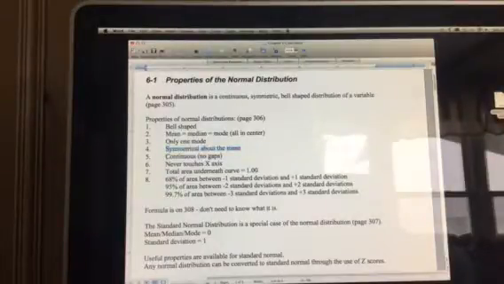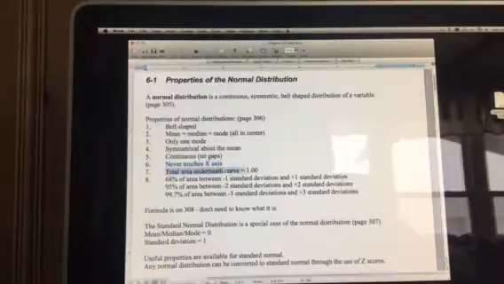Now, number 5. The graph is continuous. There are no gaps. We can calculate points along that line for any z value. It's not that you can only do it for 1 and 2 and 3. You can do it for 1.1786. Whatever number you come up with, we can calculate it for. Number 6, it never touches the x-axis. This graph keeps getting closer and closer and closer, but it never quite gets to the x-axis.